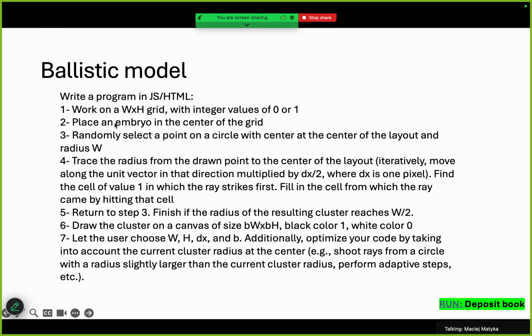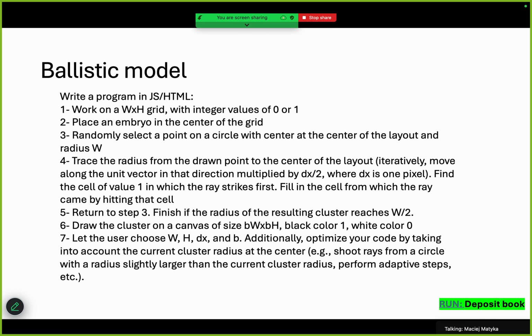So this is the ballistic model prompt. It is from the book as well. It's much simpler even than the Ising model. We work on a grid, we place an embryo in the center of the grid, we randomly select a point on a circle. But if you don't put all the details of this procedure in the prompt like that, then the language model would be lost, or it would create the solution by itself. It would connect the dots by itself.